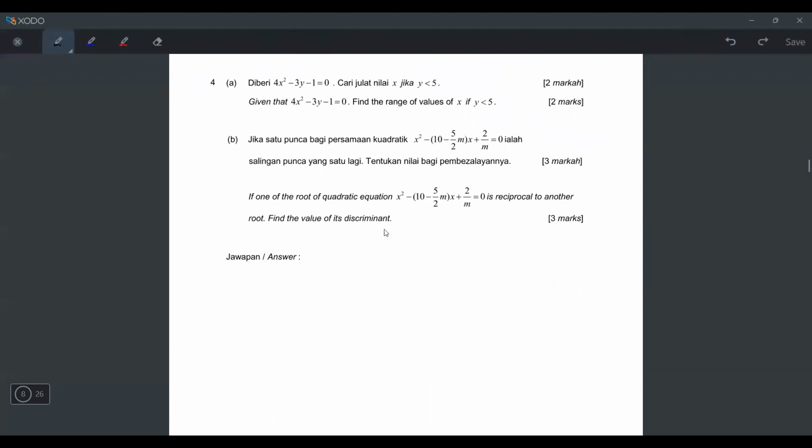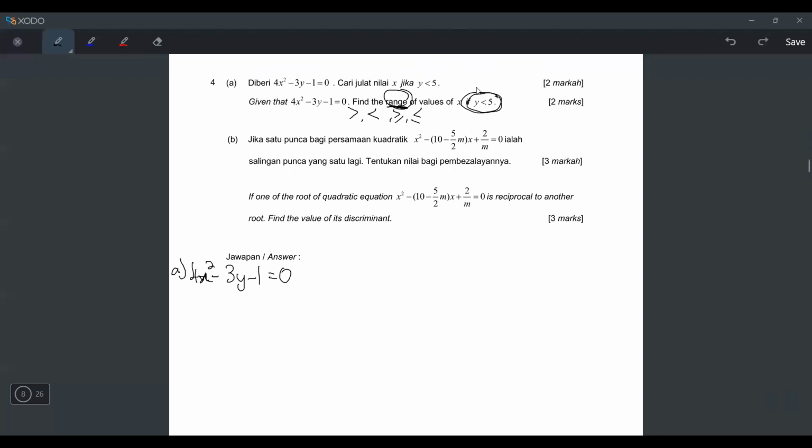Number 4, what chapter is this? Let's see. Given that 4x squared minus 3y minus 1 equals 0, find the range of values of x if y is smaller than 5. I think this belongs to the quadratic chapter. Okay, so let's write it down. 4x squared minus 3y, not 3x, 3y minus 1 equals 0. Find the range of values of x. So the moment you see this word range, it means your answer will have one of these symbols. Okay, so find the range of values of x if y is smaller than 5.